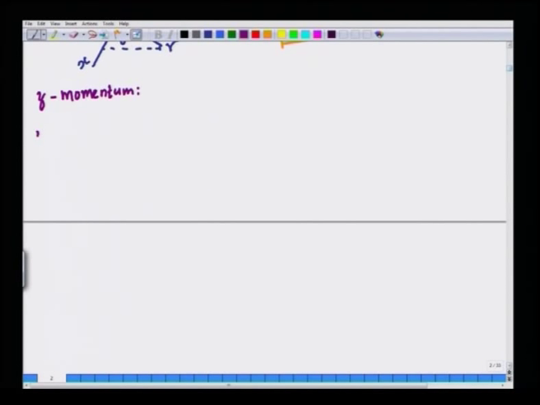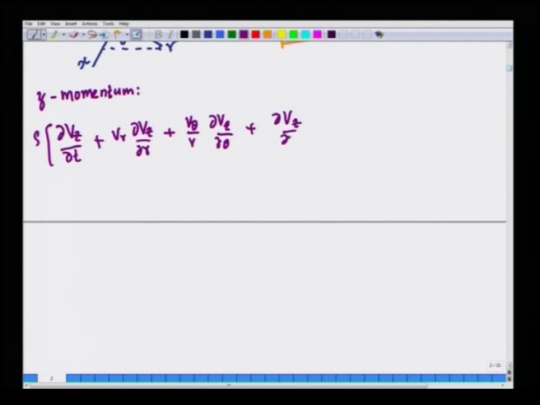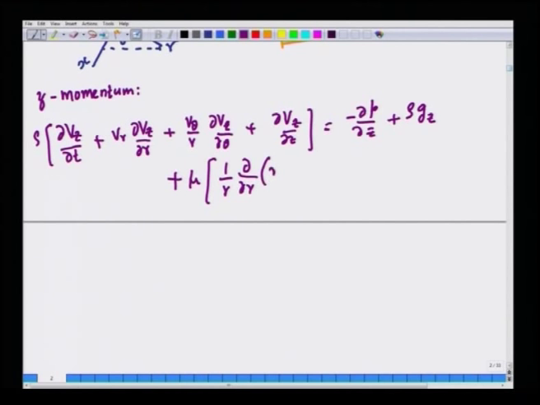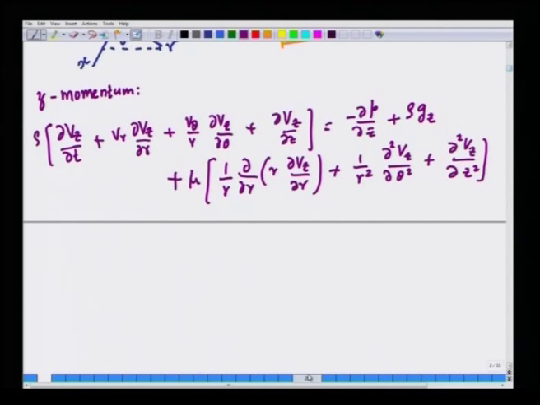So, you will get various terms like this: rho times partial v z partial t plus v r partial v z partial r plus v theta by r partial v z partial theta plus v z partial v z partial z is minus partial p partial z plus rho g z plus mu times 1 over r partial partial r of r partial v z partial r plus 1 over r squared partial squared v z partial theta squared plus partial squared v z partial z squared. This is the entire momentum equation in the z direction.